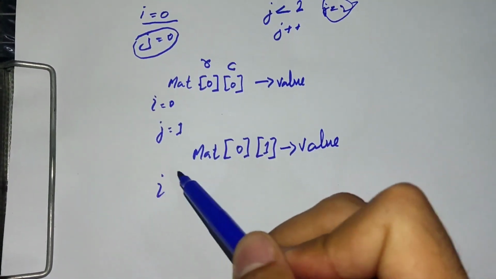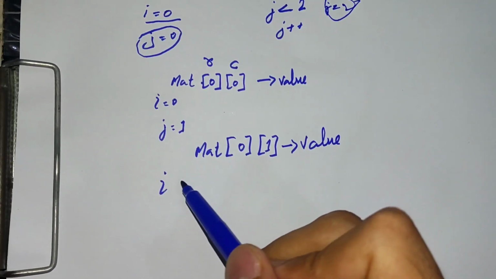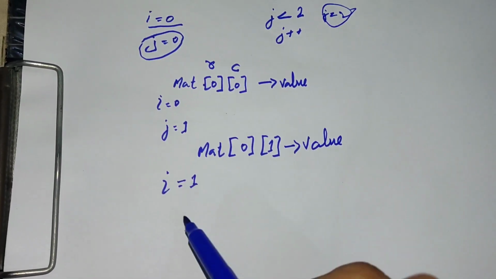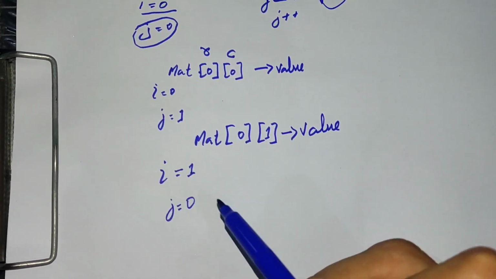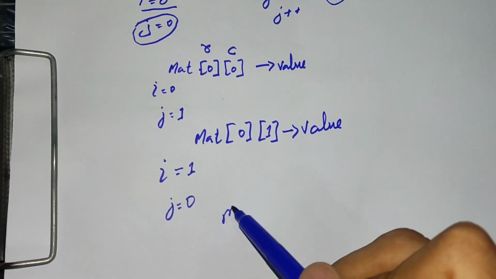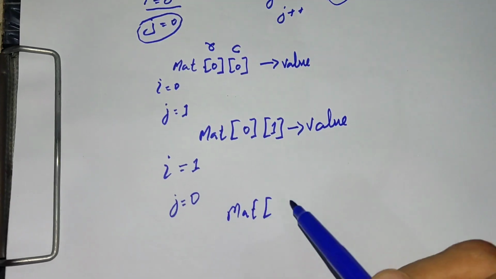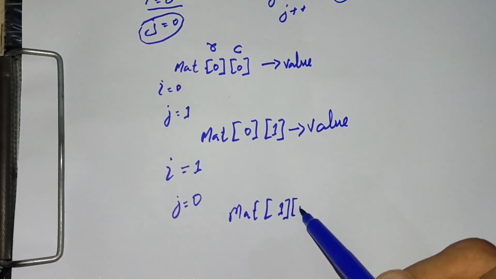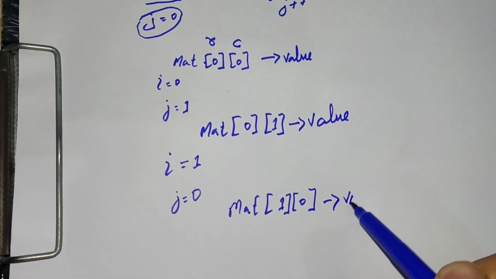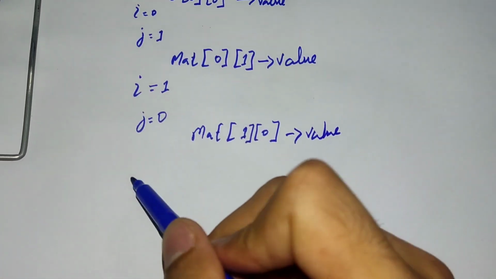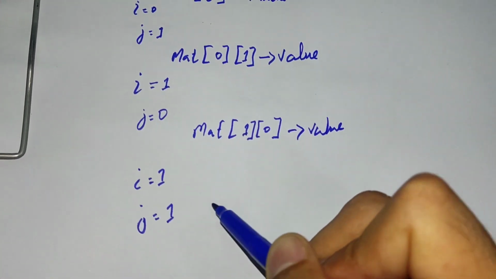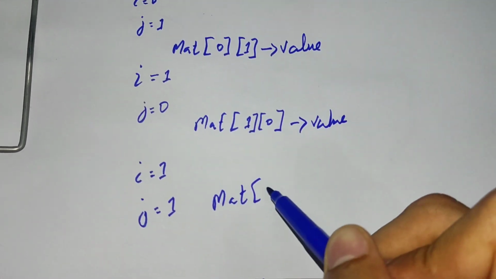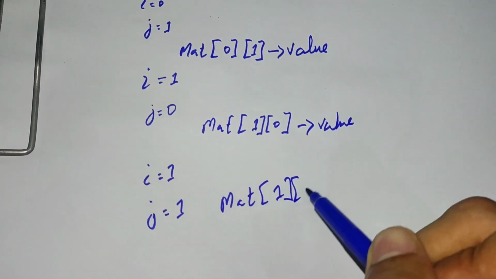Then i is incremented by 1. Okay, so now i is equal to 1. Then j is again initialized to 0. So it is mat[1][0], and we access the value. Then i remains 1 and j is incremented by 1. So mat is [1][1].